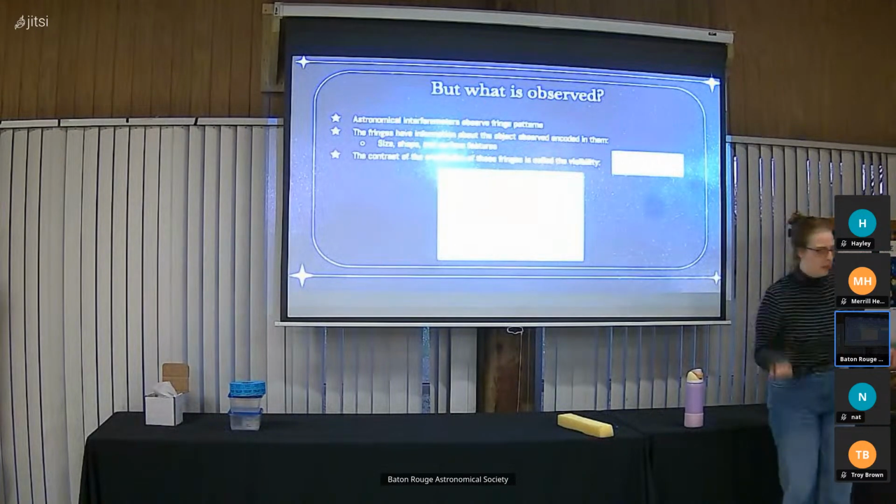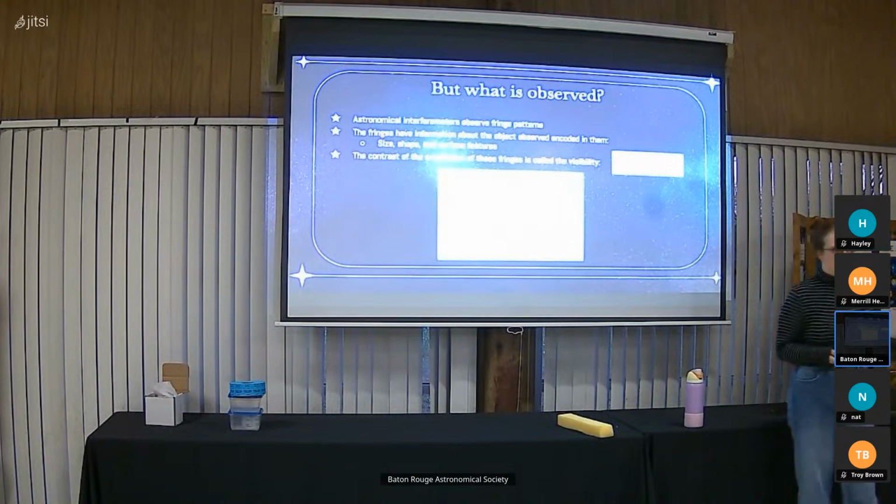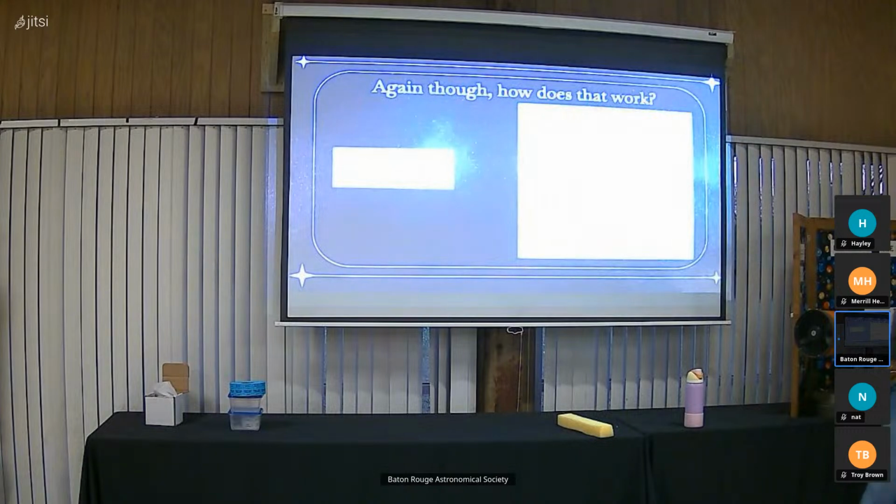And so how we can do this is using a concept where we take the contrast of the amplitudes of the fringes. We call this visibility. This is the very simplistic version of the equation that we actually use. And I'm going to very quickly go through the math. Sorry, everybody. Hopefully this is interesting.